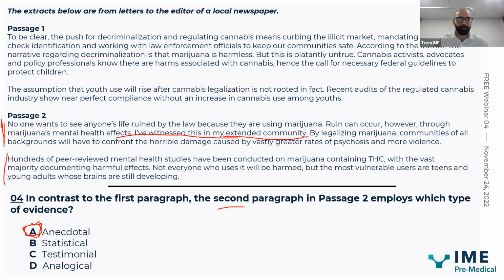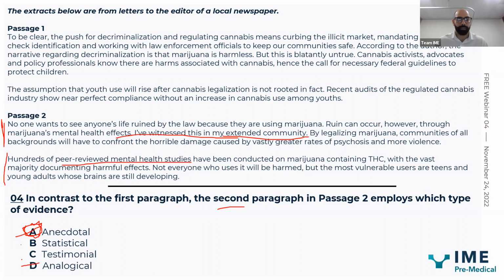So it says here, hundreds of peer-reviewed mental health studies have been conducted, and it's using "not everyone will be harmed, but the most vulnerable users are teens and young adults." So you can see here they're kind of using evidence with authority. So it's not an analogy. So you know straight away that it's not anecdotal. There's no anecdote here. They're actually giving you information from peer-reviewed articles. It's not analogical because there's no analogy being made. It's giving you actual facts.